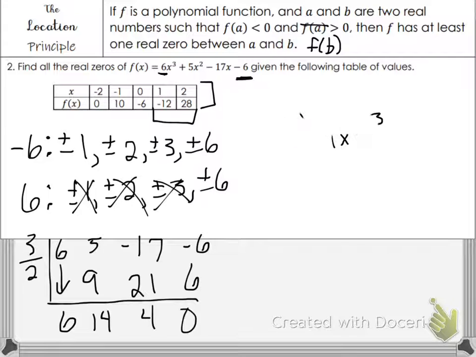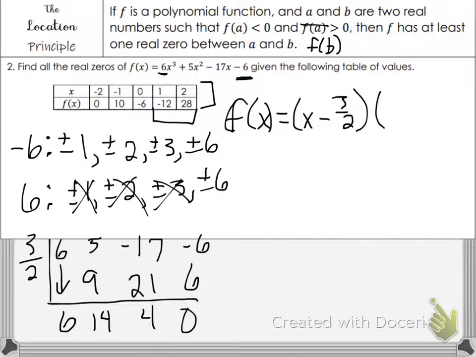I need more room. X minus 3 over 2. If I pull that out as a factor, what's my other factor over here? My other polynomial. Using the synthetic division I just did.